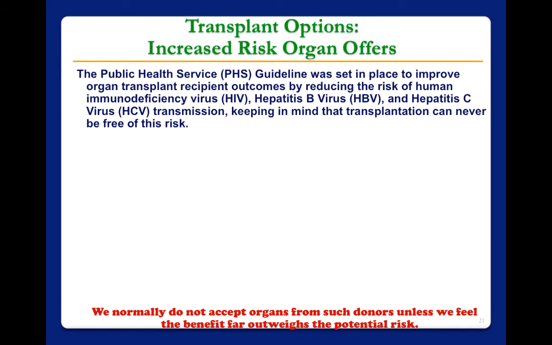The Public Health Service Guideline was set in place to improve organ transplant recipient outcomes by reducing the risk of HIV, hepatitis B, and hepatitis C virus transmission, keeping in mind that transplantation can never be free of this risk.